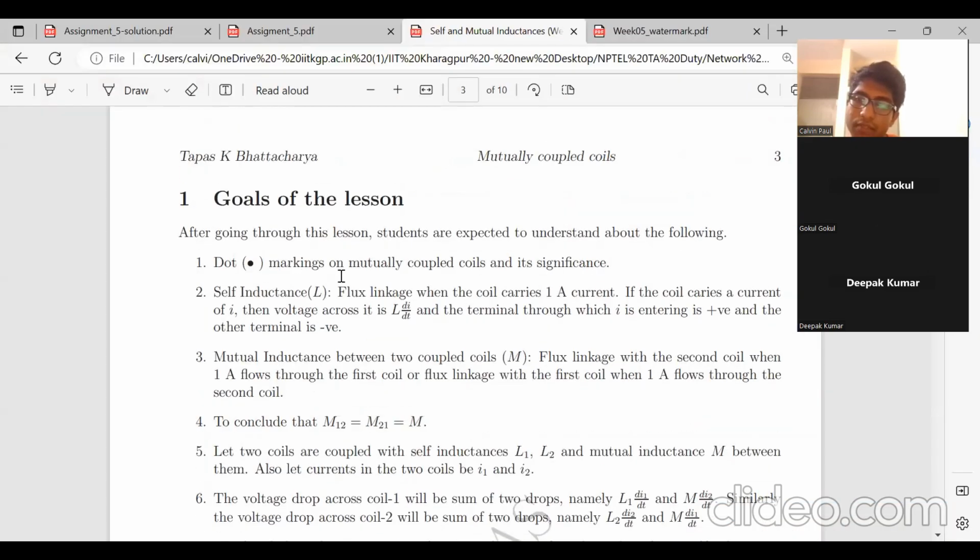So there's a dot marking, which we will try to understand, how the dot marking scheme works and what its significance is, as well as the self-inductance. How much is the flux linkage when the coil carries 1 ampere current? So the coil carries a current I, then the voltage across it is L di by dt. And the terminal through which I is entering is positive and the other terminal is negative. So what does it mean?